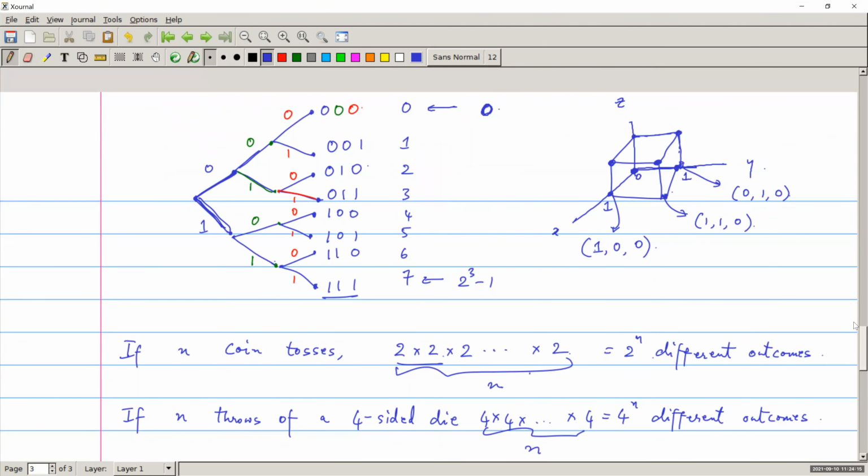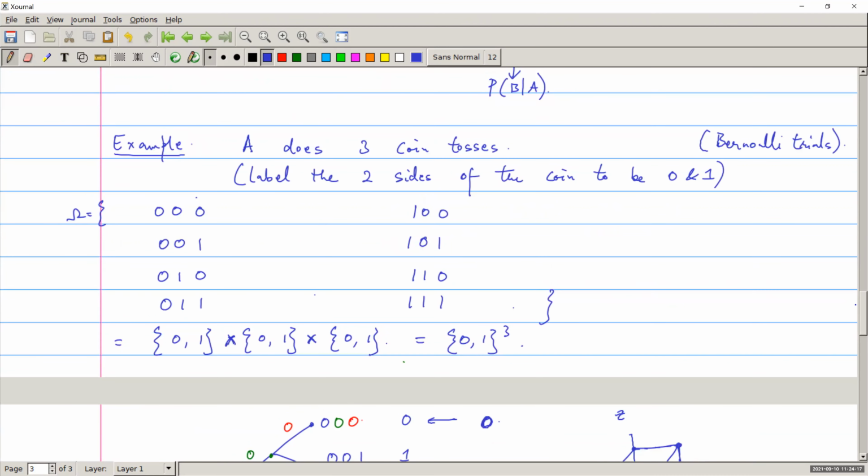Going back to this example, one reason to spend so much time on it is that it is really important as an abstraction. If you have n coin tosses, the universe is {0,1}^n, or the Cartesian product of {0,1} with itself n times, or the set of all length n sequences, and there are 2^n of these sequences. Everyone okay with this?